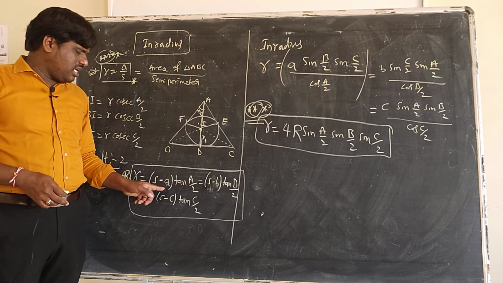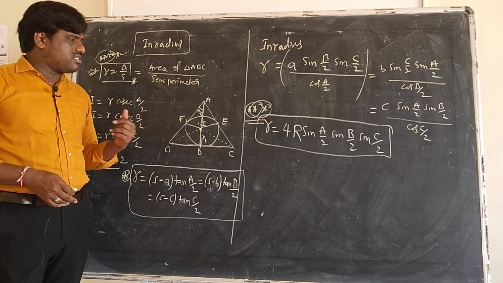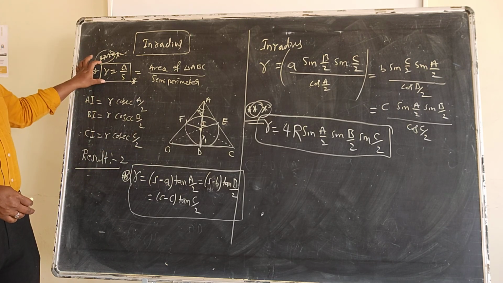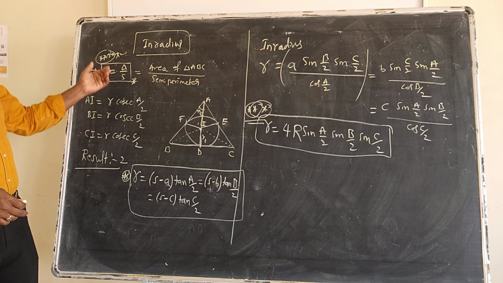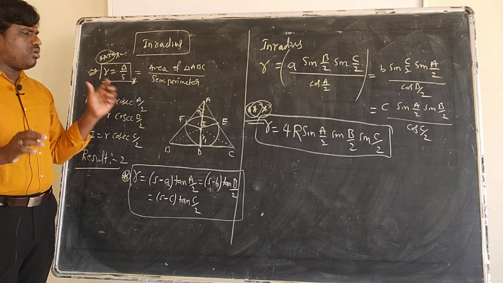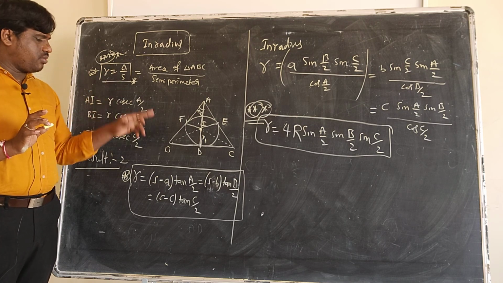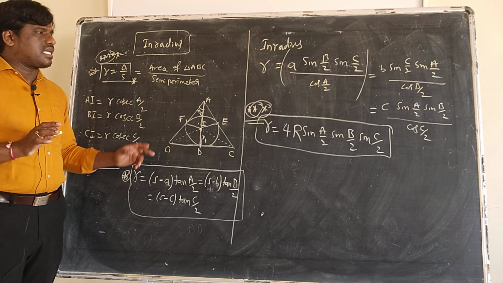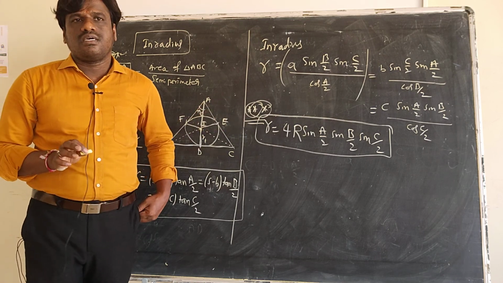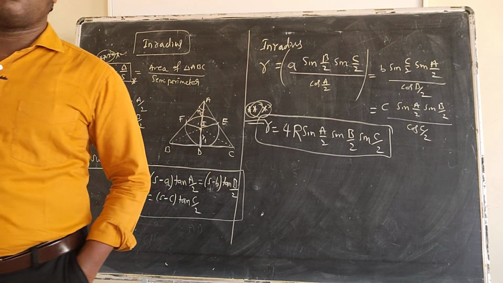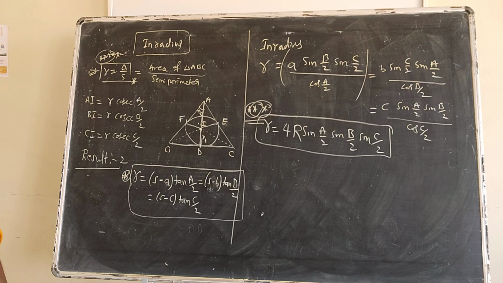If S is used in the question, if S related is there, use this formula. Otherwise, you can use this one. Mostly try to use this formula if it works. If not, then go for this. If circumradius is given, go for this. Okay. These are the in radius formulas. These are all the in radius formulas. I'll do one problem based on this.